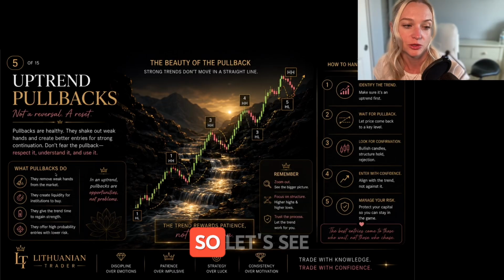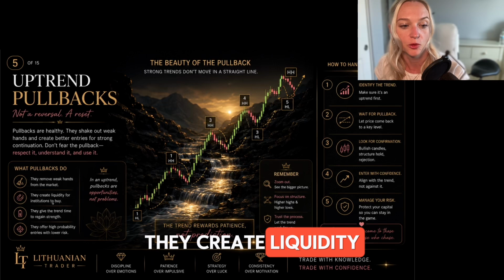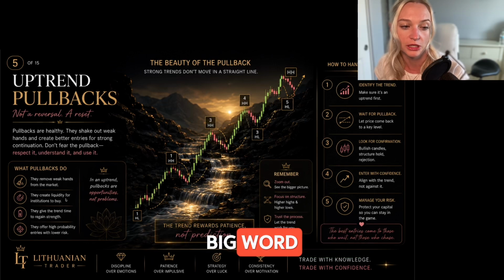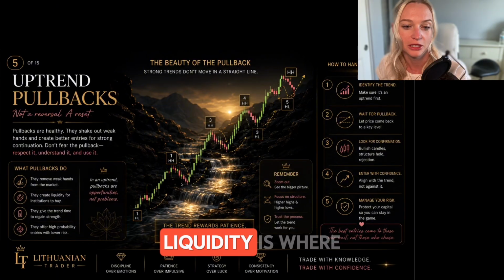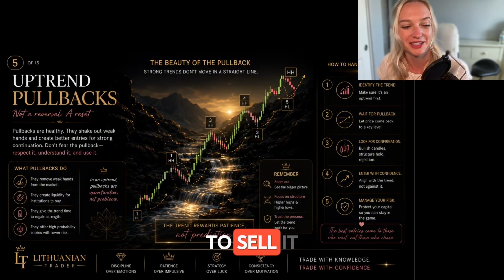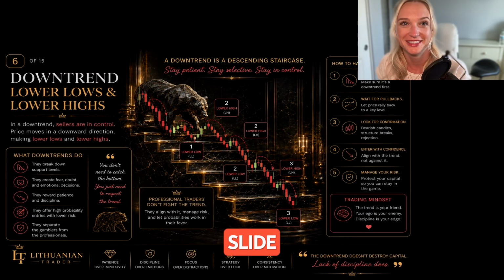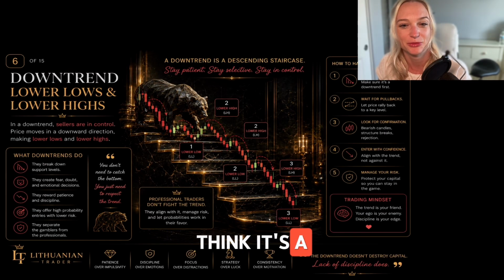What do pullbacks do? So let's see what it says. They remove weak hands from the market. They create liquidity. That's a pretty big word. Liquidity for institutions to buy. What is liquidity? Liquidity is where the buyers are sitting, or where the sellers are waiting to sell it to you, and then you're holding the bag. I thought this was a beautiful slide. I really do think it's a beautiful slide.